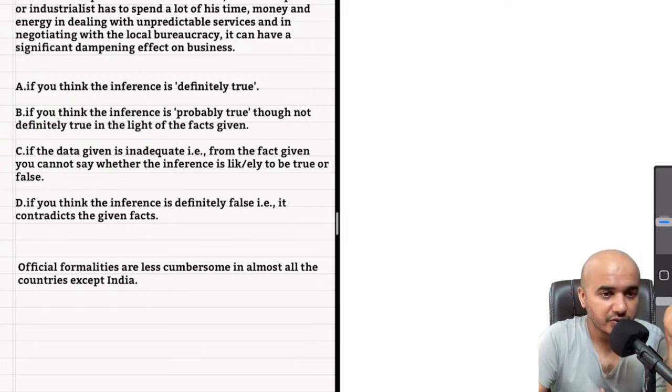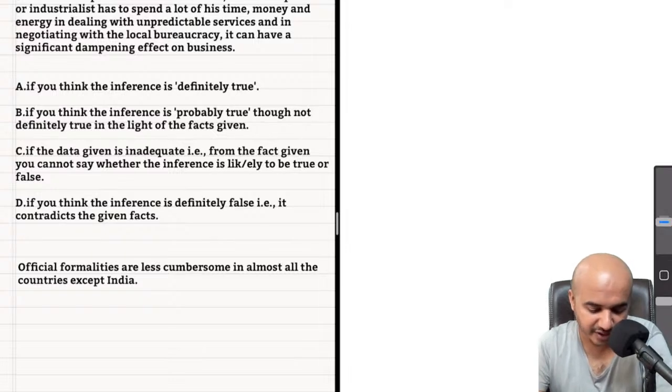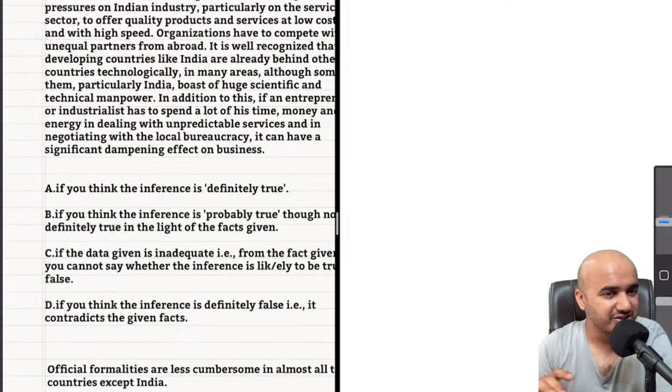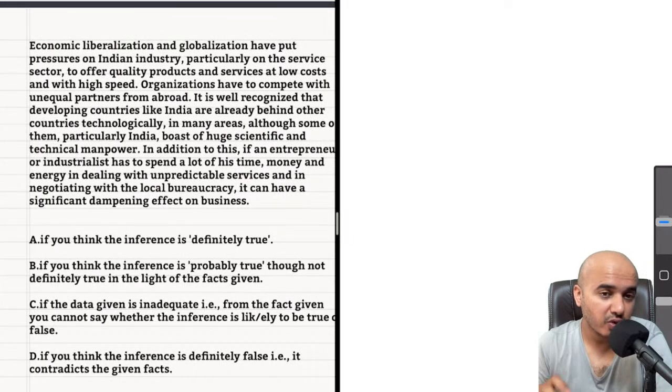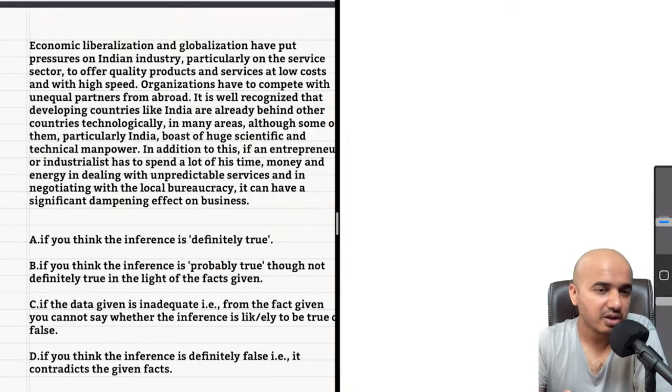So if you ask me, official formalities are less cumbersome in almost all countries except India, I will still go with probably true. Of course, there are other African countries also and South Asian countries where official formalities are cumbersome. But we have heard and seen elsewhere that in India it is very difficult to get things done officially. But in the paragraph, have they mentioned anything which actually supports this particular inference? So that is what our goal should be, to make sure whatever they have inferred is supported by the passage. If it is not supported by the passage, then select one of the options depending on whichever is making sense.